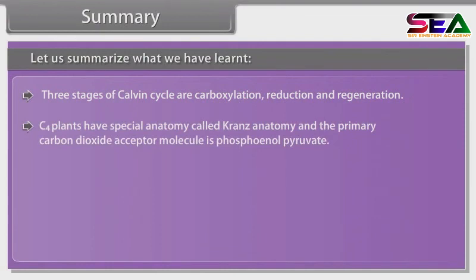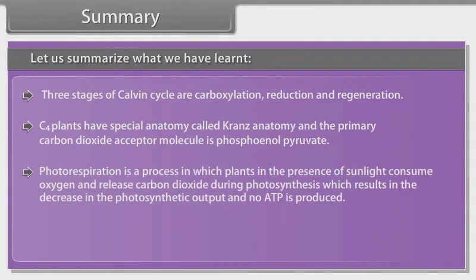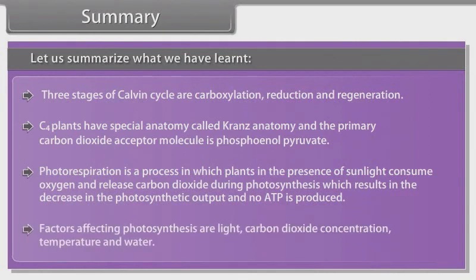C4 plants have a special anatomy called Kranz anatomy, and the primary carbon dioxide acceptor molecule is phosphoenol pyruvate. Photorespiration is a process in which plants, in the presence of sunlight, consume oxygen and release carbon dioxide during photosynthesis, which results in the decrease in the photosynthetic output and no ATP is produced. Factors affecting photosynthesis are light, carbon dioxide concentration, temperature, and water.